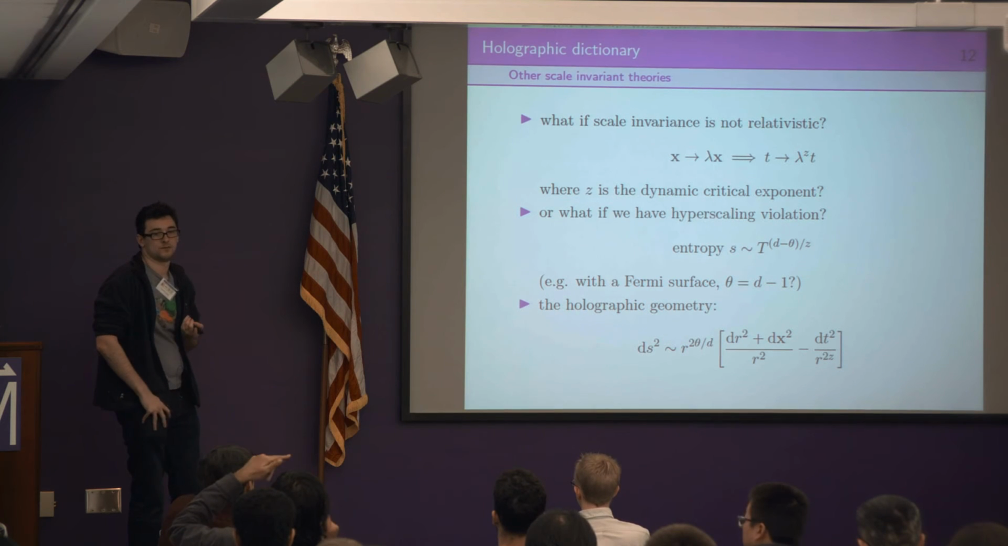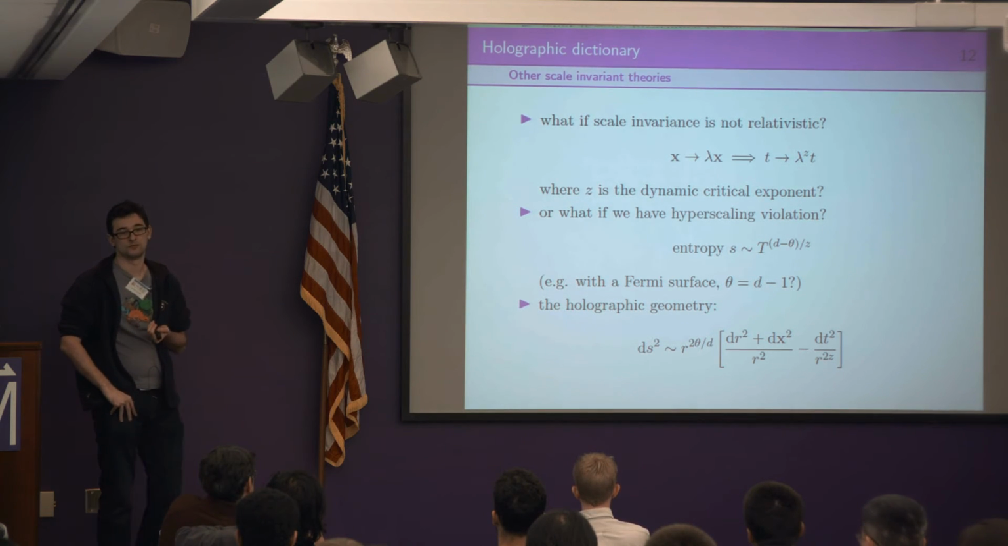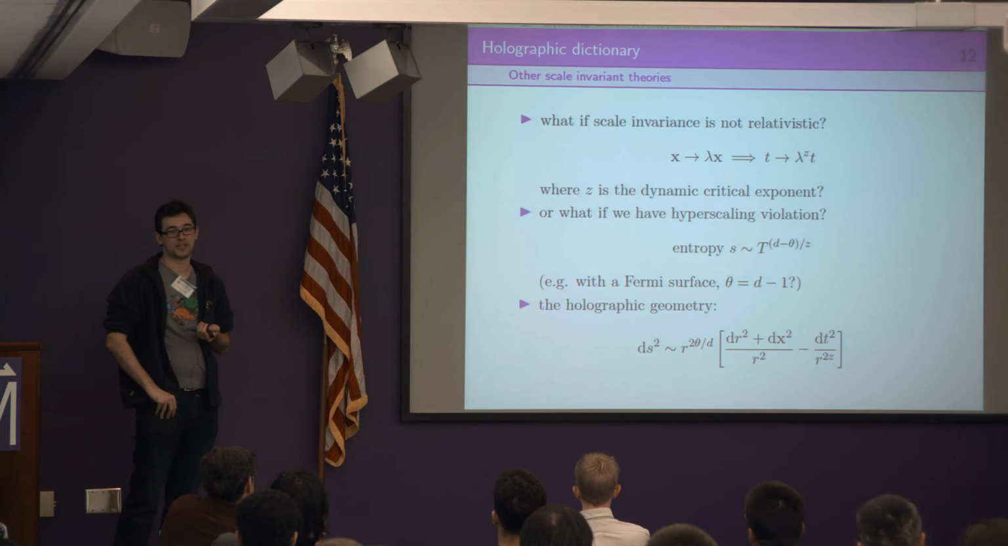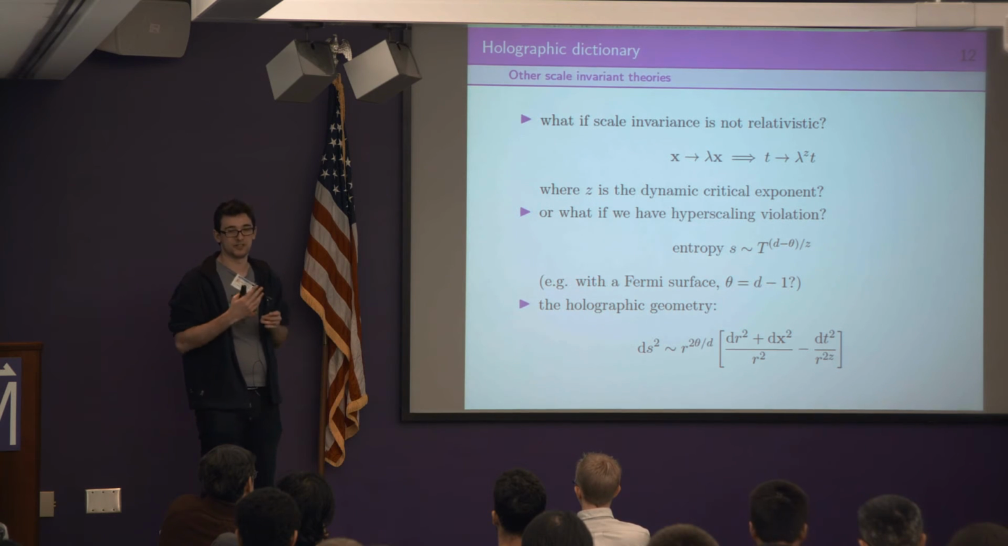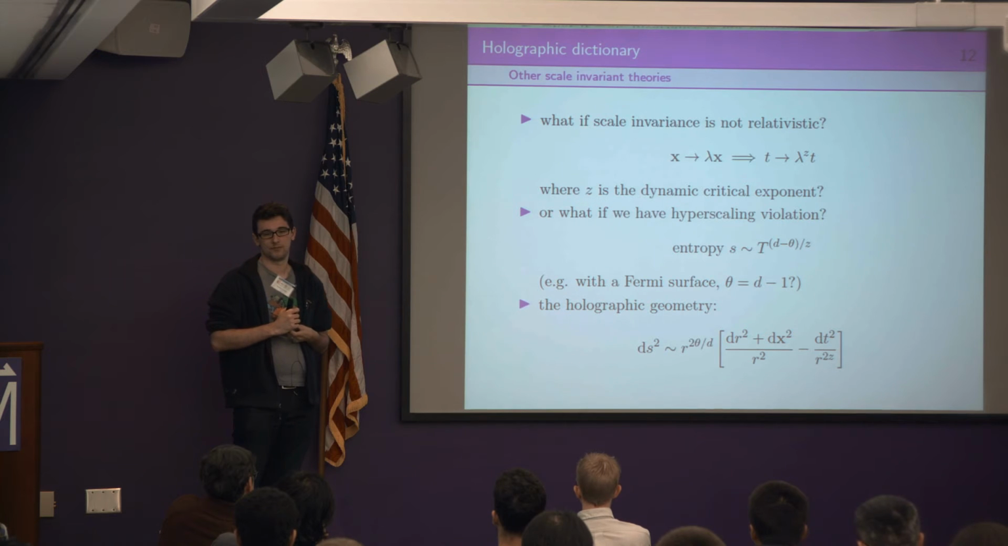Okay. Is z an integer? No. Or it can be anything? It can be anything. It has to be bigger than 1 for at least consistency with certain, I think, null energy condition in the bulk. But that's the only constraint that I know of.